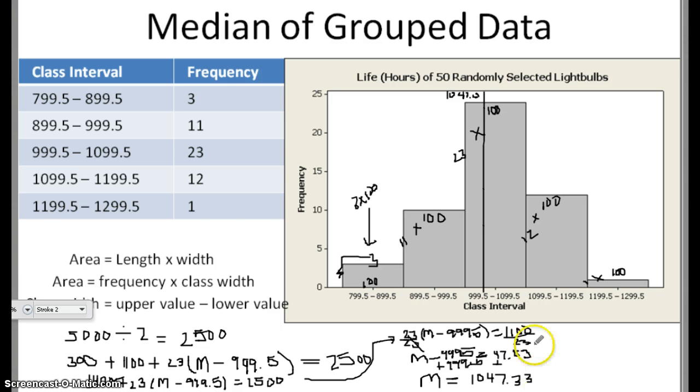So key concepts in this: we're looking for exactly half the area. We find the area of each rectangle using area equals the frequency times the class width. We find the class width by subtracting the upper and lower values, which is why in our formula the median minus that lower value allows us to solve for the median. When solving for the median, we used exactly half the area. We used the area of two of the rectangles, and we split the third rectangle. I hope that is helpful to you as you look to solve grouped median problems.